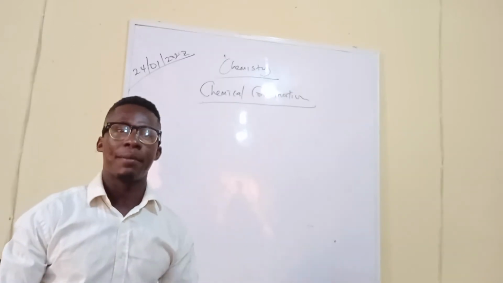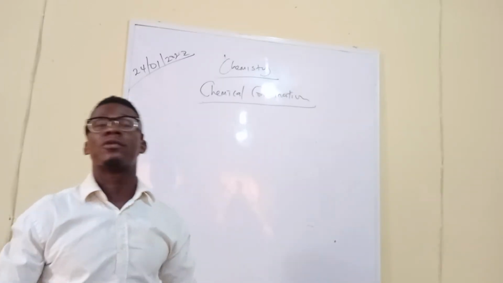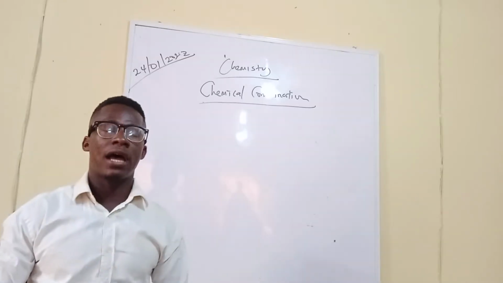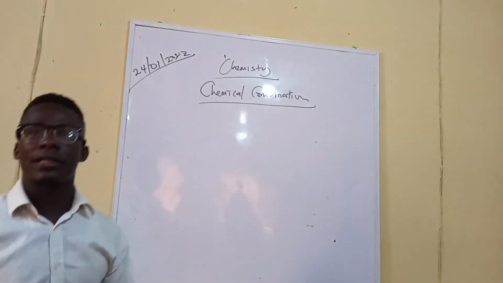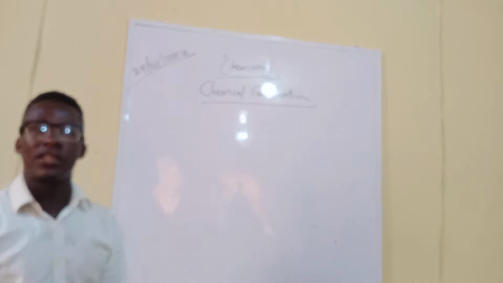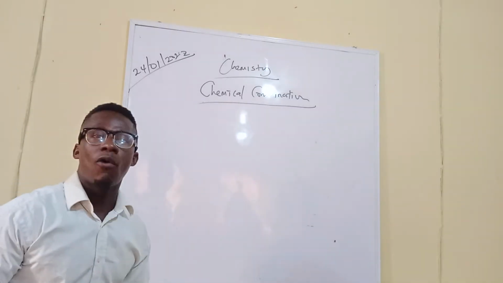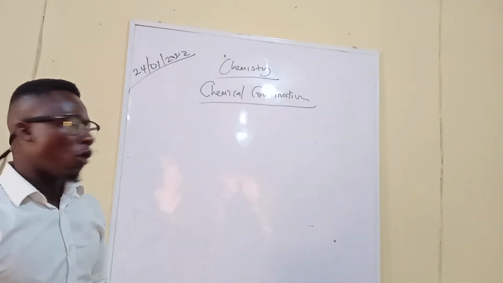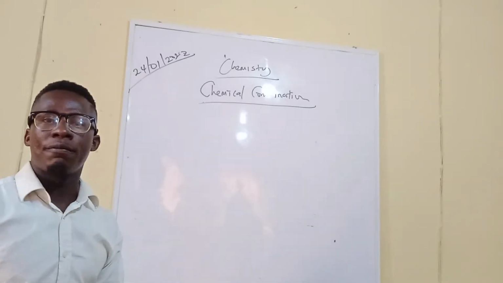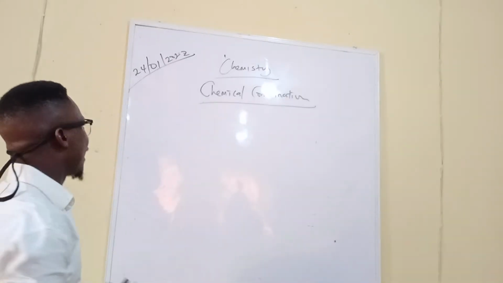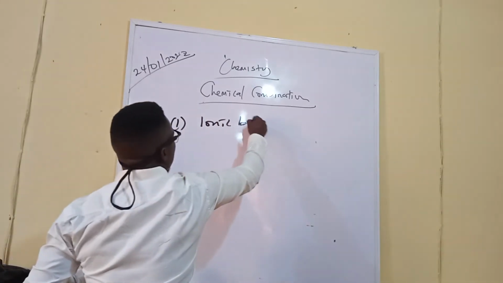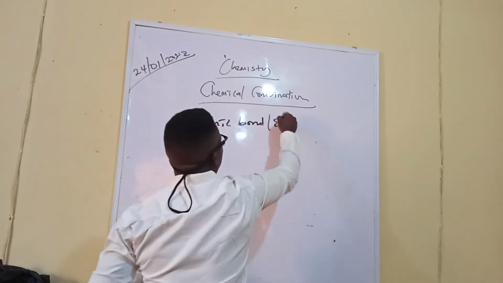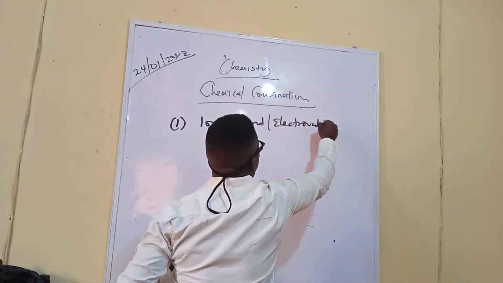Of course, do not forget that we've said that compounds are atoms of different elements that are chemically joined together. So in today's class, we want to look at the bonds that exist between these compounds and how they are formed. I will start with the number one bond that we all know, and that is the ionic bond. Ionic bond. This is also called electrovalent bond.